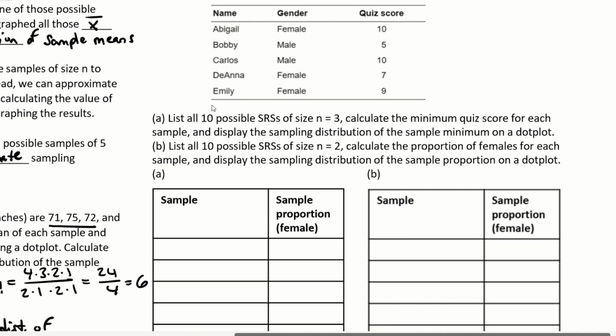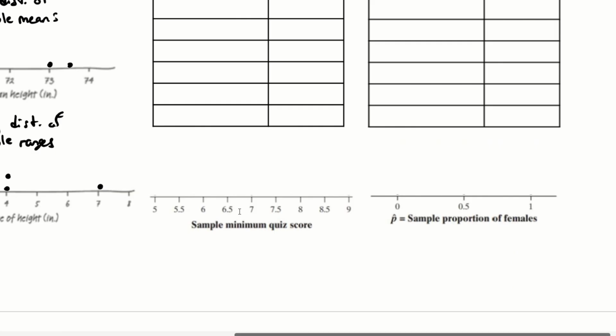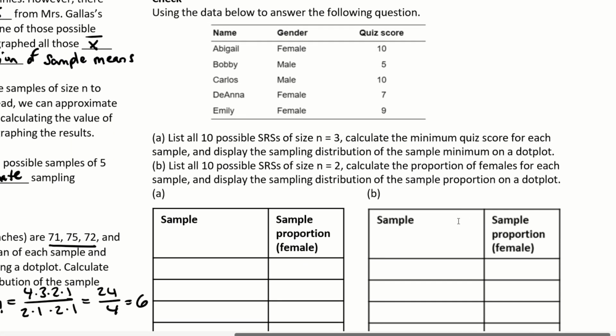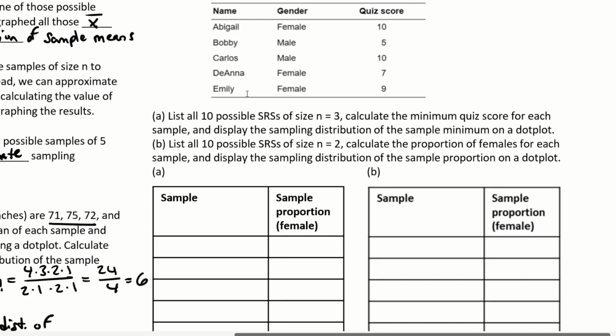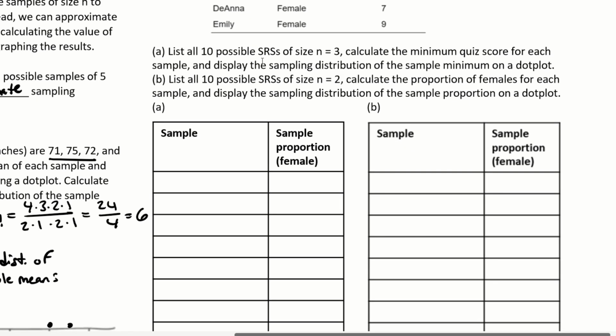All right, hopefully you paused the video and you attempted the problem. Here's an example dot plot where we're going to graph them. Okay, so using the data to answer the question. We have Abigail, Bobby, Carlos, Deanna, Emily, and then their genders and the quiz score. Now part A, list all 10 possible simple random samples of size n equals 3. Calculate the minimum quiz score for each sample.